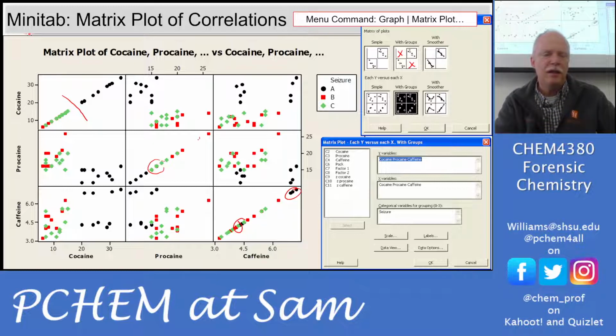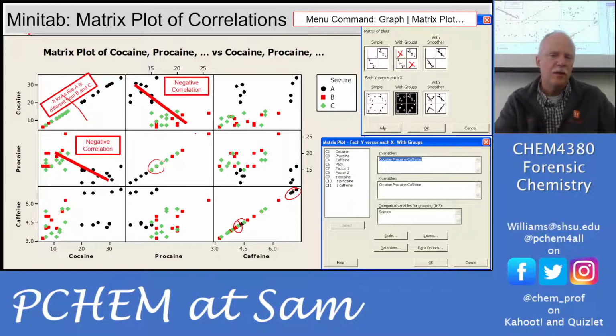Now let's look at the other correlations. Let's plot cocaine versus the procaine concentration. It looks like over here when the cocaine is high, there's very little procaine, and when procaine is high, there's very little cocaine. So we have this negative correlation between the two.